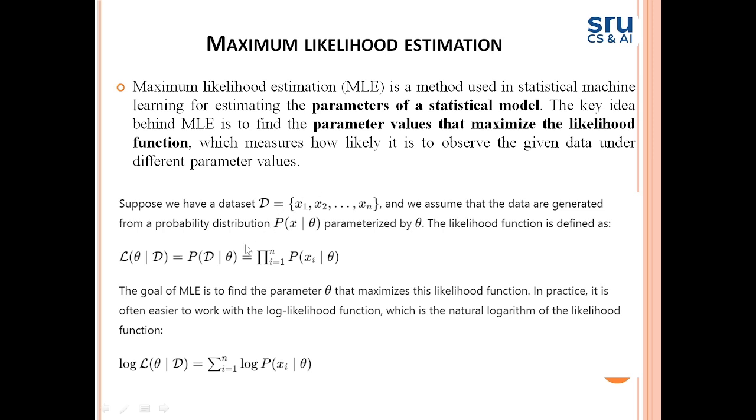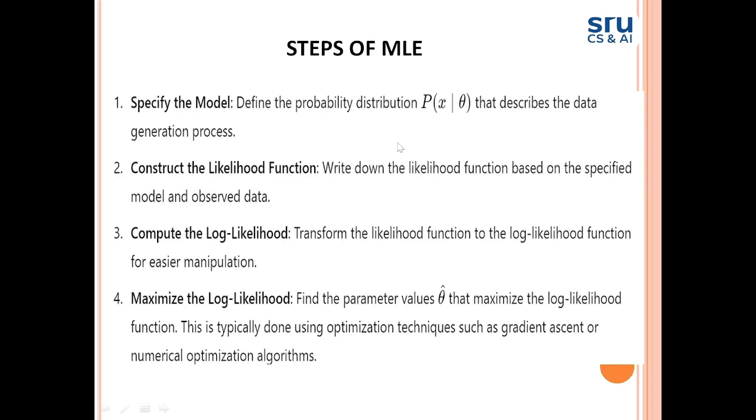It is given by these two equations. Here we are using this equation in order to find the maximum likelihood estimation. What are the different steps which we have to follow in maximum likelihood estimation? So the first step is we have to specify the data. Here first of all we have to define the probability distribution that describes the data generation process.